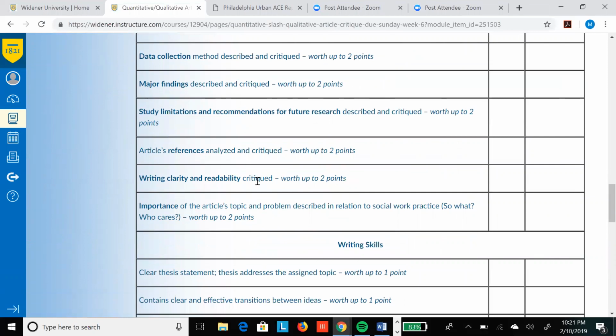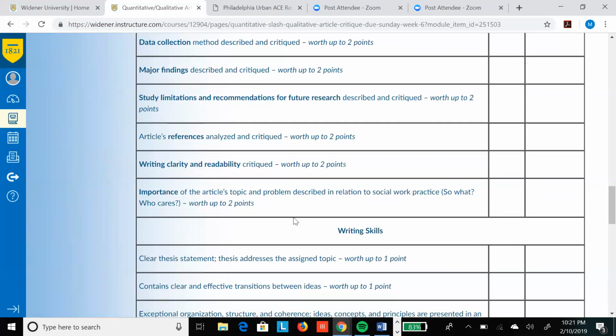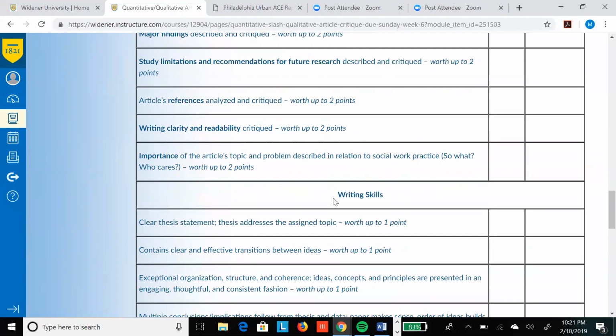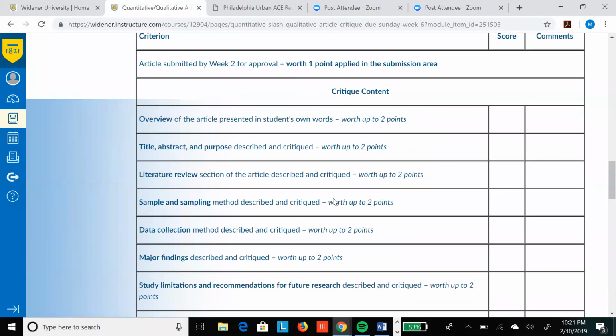is critiqued. And finally, you want to discuss the importance of the article's topic and the problem described in relation to social work practice. And that's kind of like the so what or the who cares of the study. So, the researchers have done this study, but so what? What are the implications for social work practice? Who's impacted by this study? Who might benefit from this study, or how can this study help in terms of maybe moving an evidence-based practice forward? So that's the content of your paper. That's your critique content.